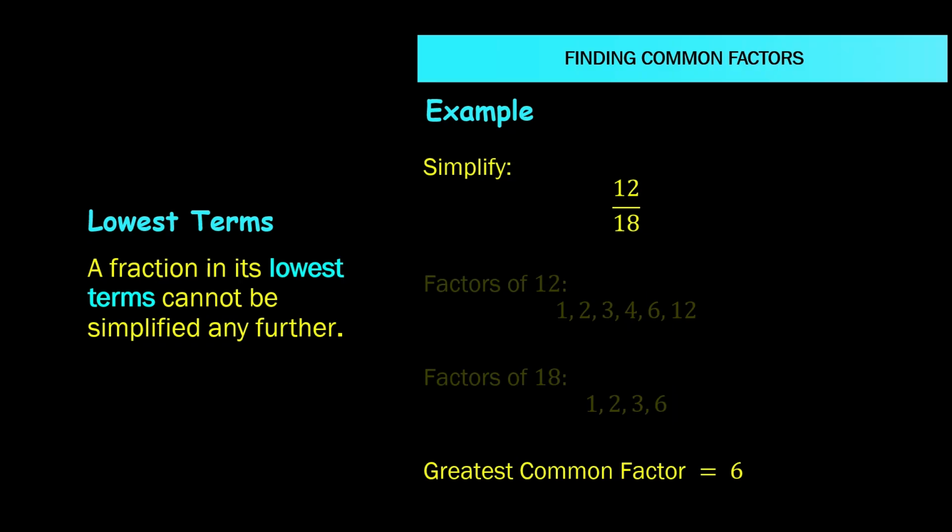We divide both the numerator and the denominator by the same number 6. 12 divided by 6 is 2, and 18 divided by 6 is 3. So 12 over 18 is equal to 2 over 3.